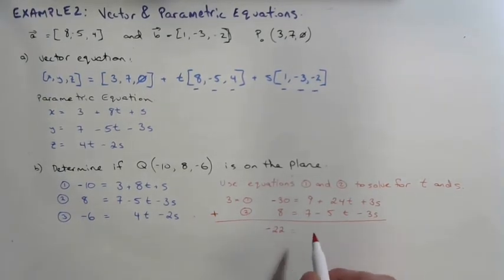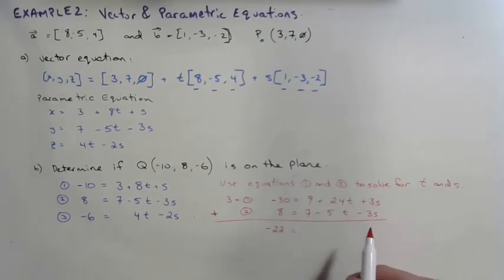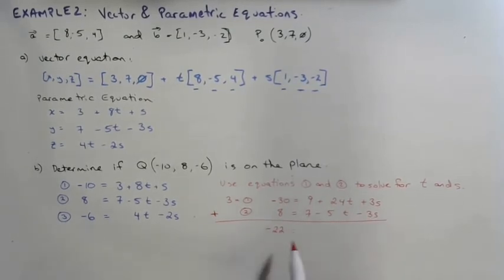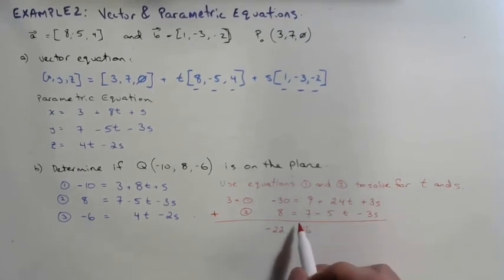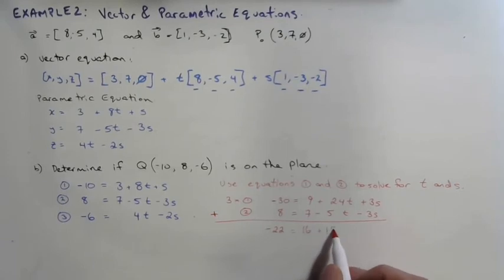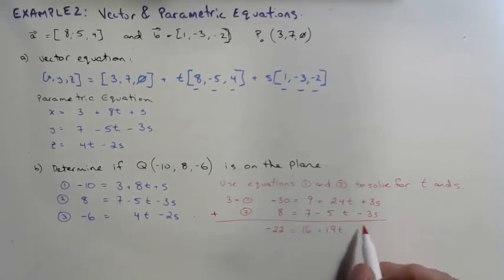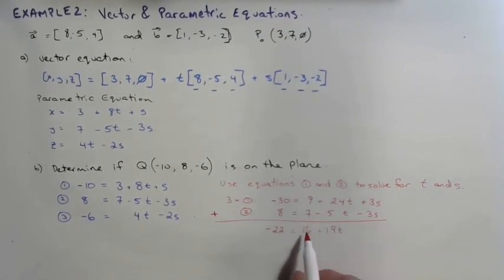And I probably should have brought my 1's over to the other side already and just left my t's and s's on this side, but it doesn't really matter how I do it. I can do it after that. This is 16. 24 minus 5 is 19t, and my s's are eliminated. I'm going to subtract 16 from both sides and divide both sides by 19. I get t equals negative 2.